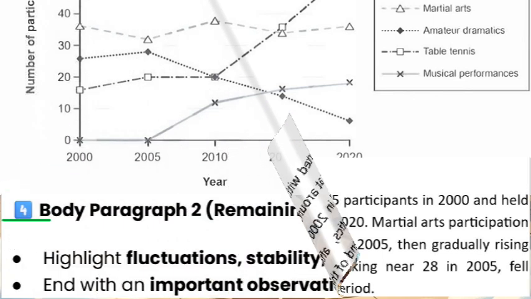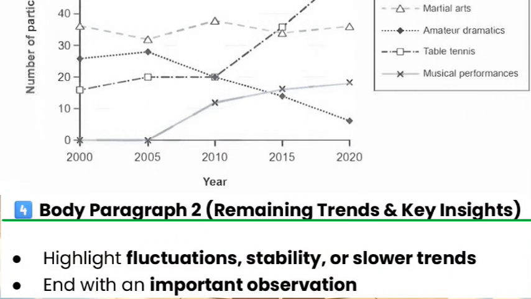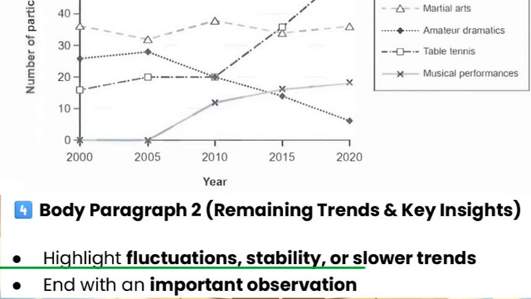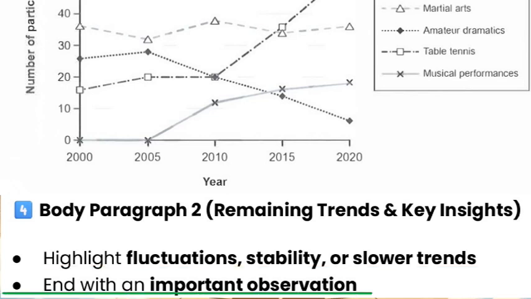Fourth body paragraph, remaining trends and key insights. 1. Highlight fluctuations, stability, or slower trends. Focus on secondary trends such as fluctuations, ups and downs in data, stability, periods where little to no change occurred. Slower trends, gradual increases or decreases. 2. End with an important observation. Conclude the paragraph with a significant observation or a key insight that summarizes the overall data pattern.